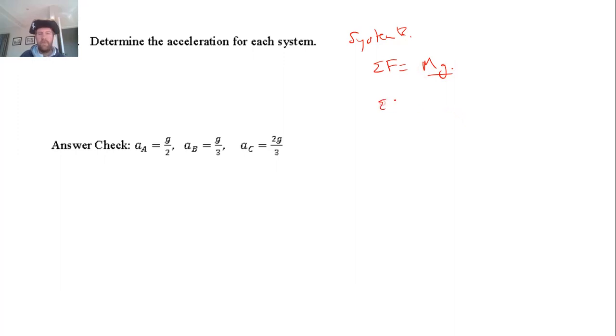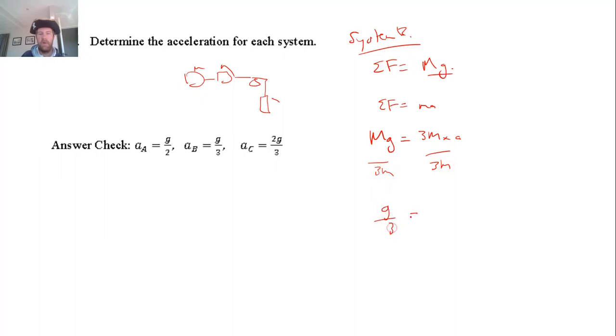And we also know that net force equals MA, so mass times gravity equals the mass in the system times acceleration. Now the mass in the system of B, because we're looking at B, is 3 masses. So the mass in the system is 3m times A. I'm going to rearrange by dividing by 3m, dividing by 3m, and I get g over 3 equals A.